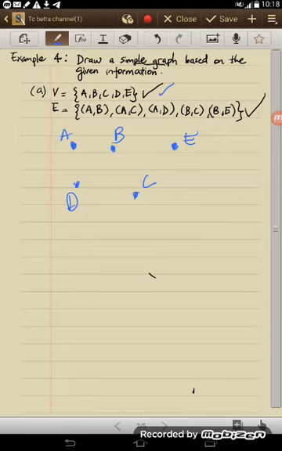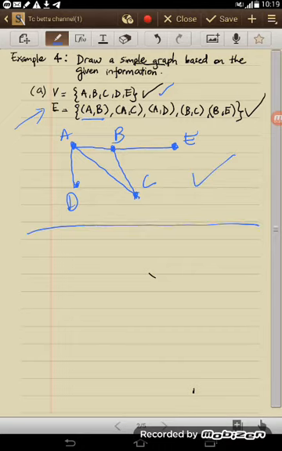Okay, and then you go to the edges. So you look at here, AB, so you connect A to B, and then A to C, A to D, and then B to C, and then B to E. So done.